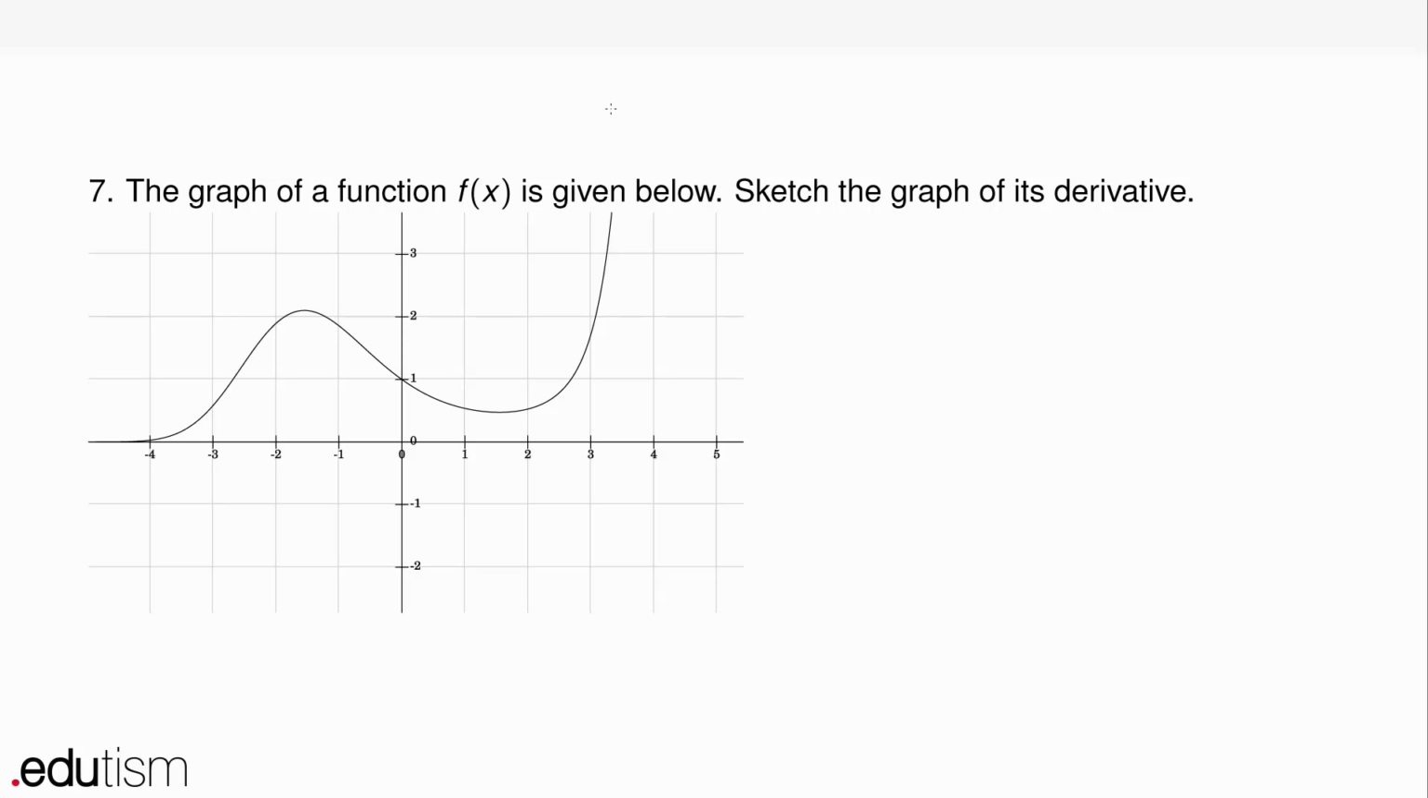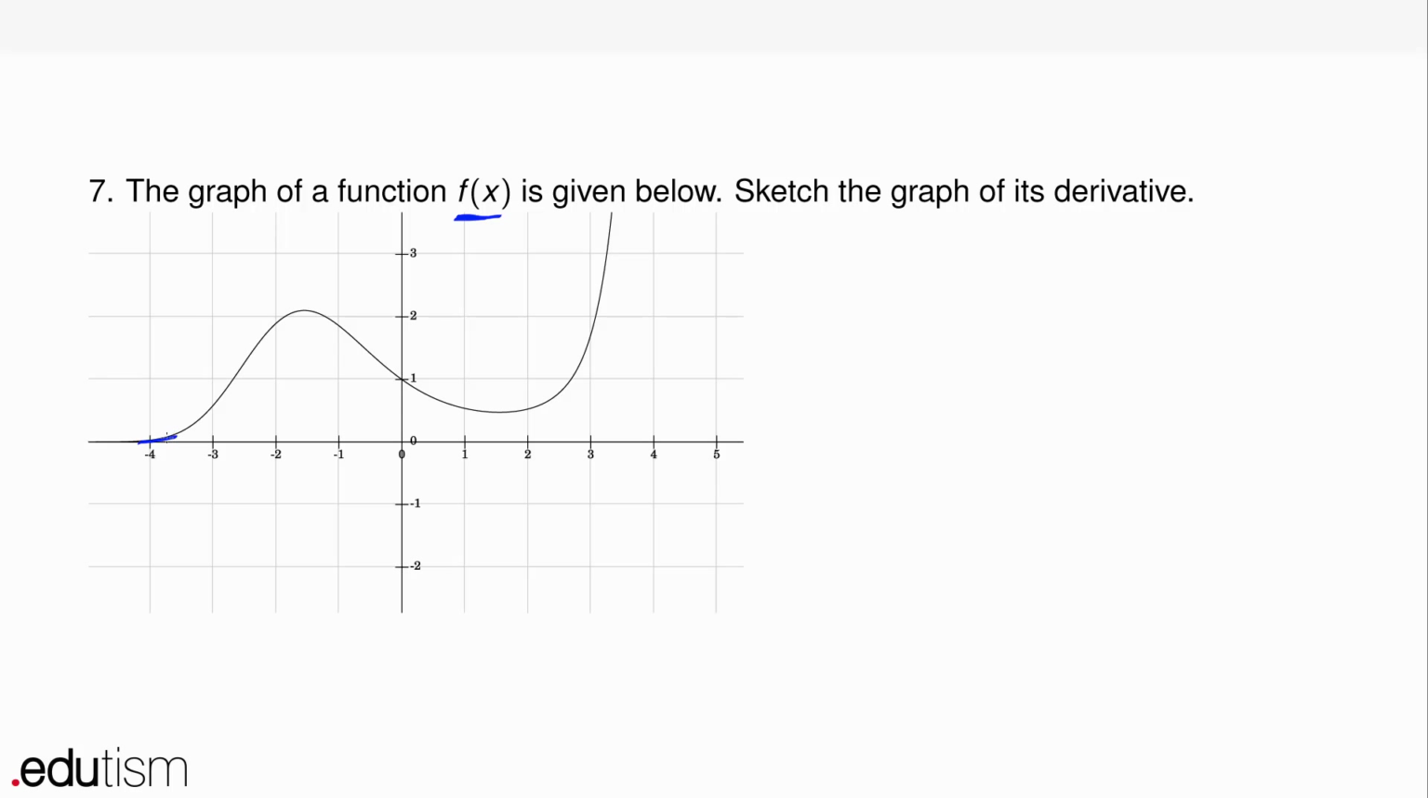For question 7, we're given the graph of a function f of x. We want to sketch the graph of its derivative. To do this, we're going to look at a bunch of different points in the graph of this function and find the slope at each of those points. So let's first talk about the point down here where x is negative 4.